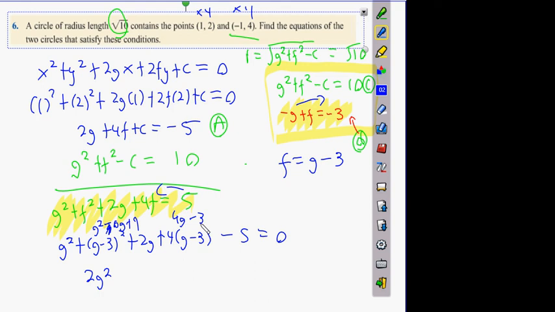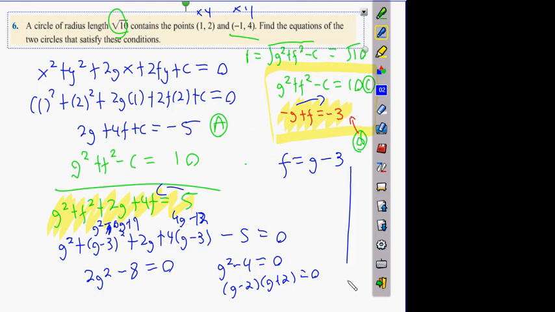Nothing, so that's gone. 9 minus 12, plus 3, minus 3, minus 3 minus 5, minus 8. No problem here either. Divide both sides by 2. 2g squared minus 8 equals 0. G squared minus 4 equals 0. Difference of two squares. G minus 2, g plus 2 equals 0.